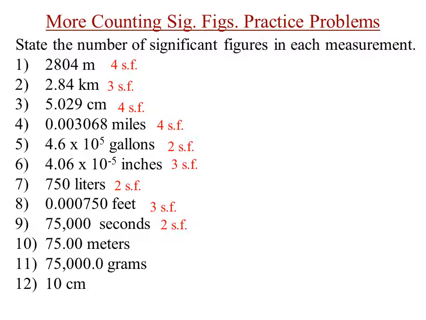How about 75.00? Well, I see the dot. You can put a box around the zeros and obviously the box around the 75. So there's 4 sig figs in 75.00 meters. In example number 11, I see a dot. I've got to put a box around all the zeros at the end. Now that is going to make all the zeros count. If there's a box around the 75 and you see a dot, you just keep drawing the box around all the zeros to the right. So that's 6 significant figures.